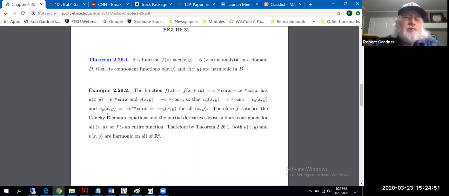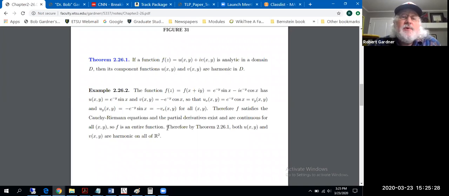If we take the partial of u with respect to y and the partial of v with respect to x, I'll leave it to you to pause this and think through the details. We get the partial of u with respect to y equals the negative of the partial of v with respect to x. So this function satisfies the Cauchy-Riemann equations. And each of those partial derivatives being nothing more than exponentials times sines or cosines, those partial derivatives exist, they're continuous. This is valid for any x and y. So this function we've defined up here is actually an entire function.